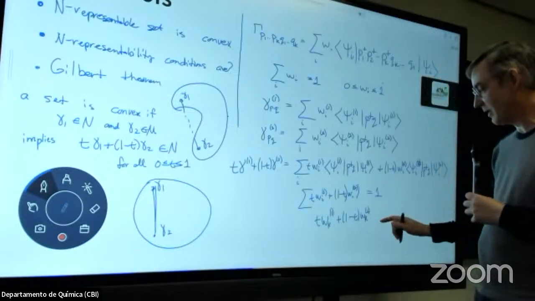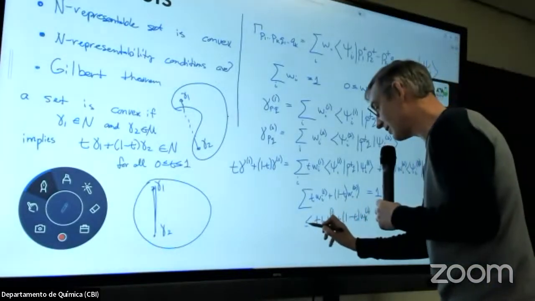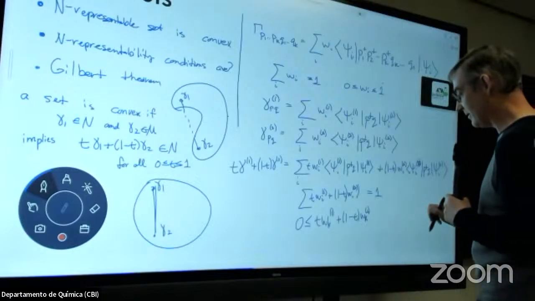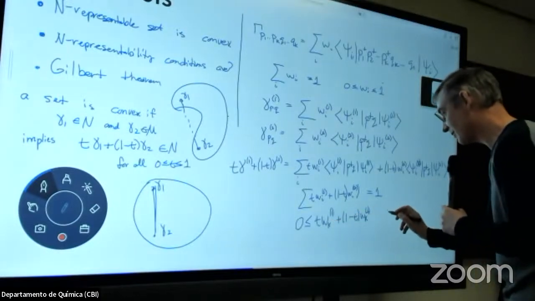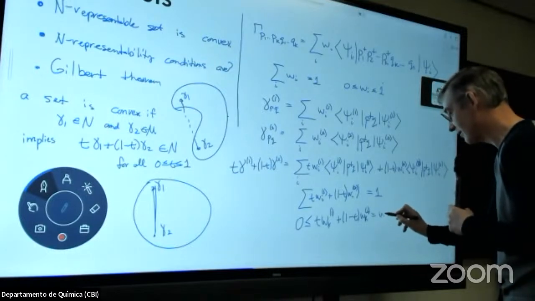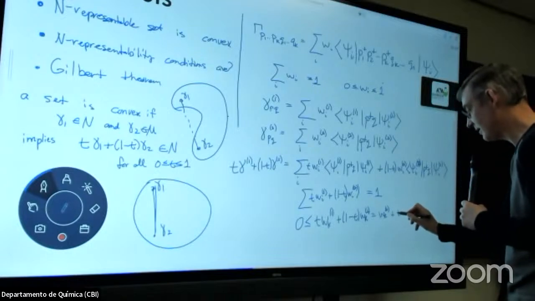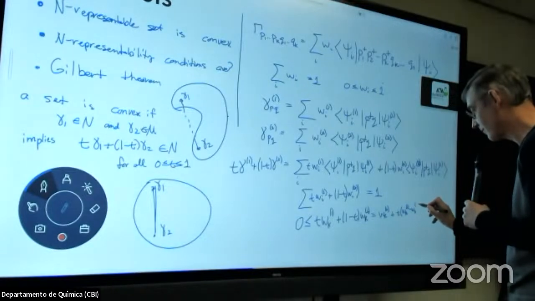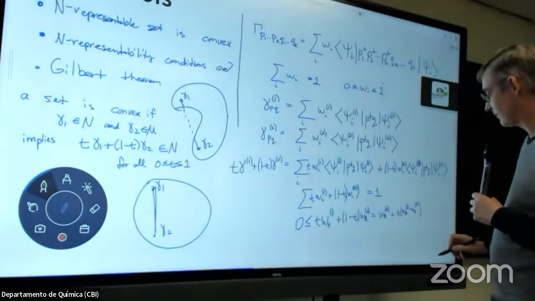I need to prove, well, it's obvious that this thing is not going to be less than 0. So this thing is obviously greater than 0. I need to prove it's also going to be less than 1, right? But this number is less than 1. This number is less than 1. So I can just write this as wk of 2 plus t times wk of 1 wk 2, right?